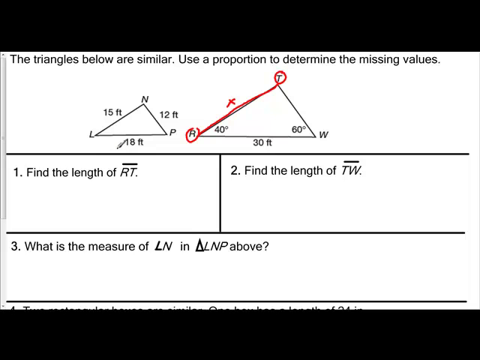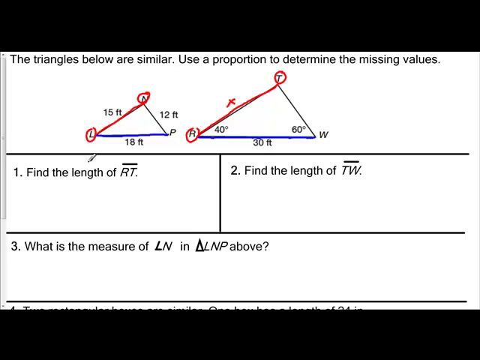Well, let's look at this similar triangle. I have a side here, LN, and it is 15 feet long. I also have a side here, LP, and it is 18 feet long. And that corresponds with this line right here, which is 30 feet long. So I have 3 numbers, and I need to find out a 4th number. This is a proportion because these are similar.